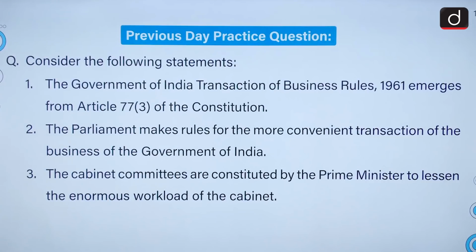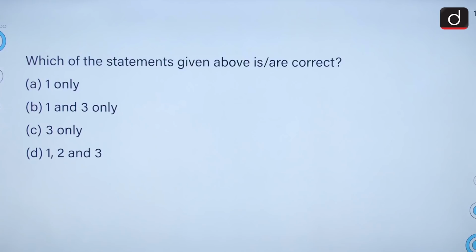Consider the following statements. The Government of India Transaction of Business Rules of 1961 emerges from Article 77, Clause 3 of the Constitution. The Parliament makes rules for the more convenient transaction of the business of the Government of India. The Cabinet Committees are constituted by the Prime Minister to lessen the enormous workload of the Cabinet. So we have to select the correct statement or statements.